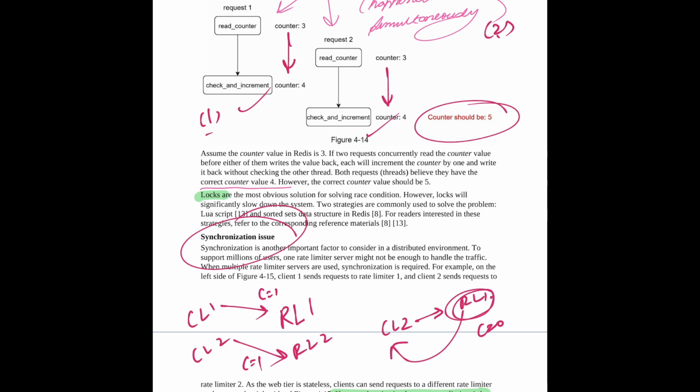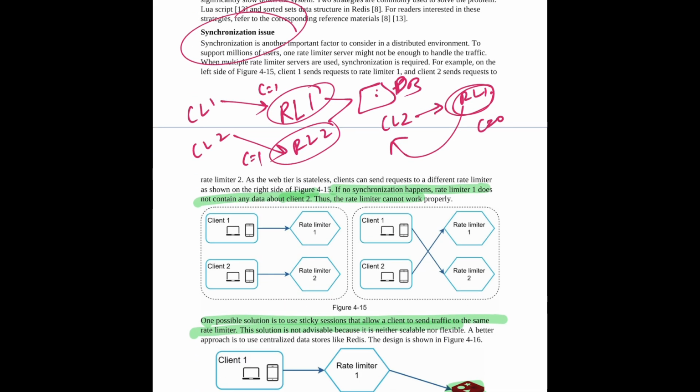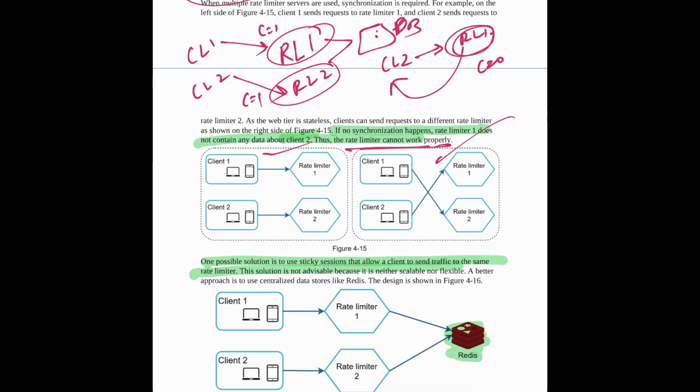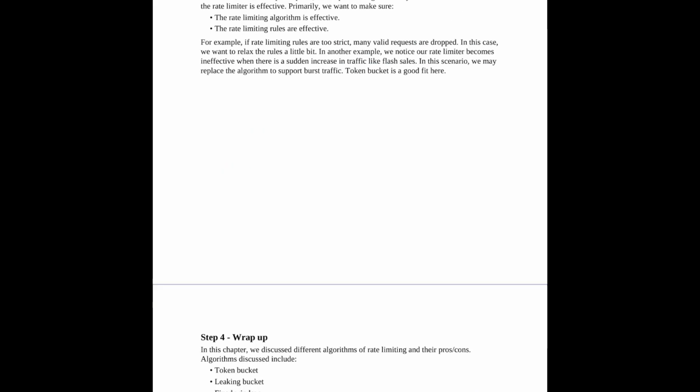Again, the solution for this is that both rate limiters will first query a common database where the data of both of them is stored, and from there they'll respond. But right now, again, it is the problems that we are talking about. Solutions we always have. So yeah, rate limiter 1 does not contain data about client 2, thus rate limiter 2 cannot work properly. The solution is to use a common database. So I guess that is it.